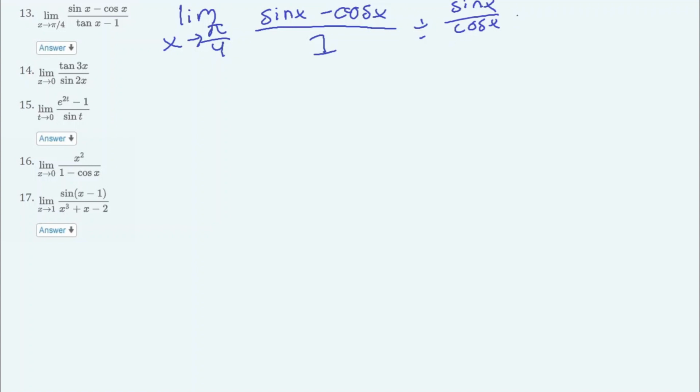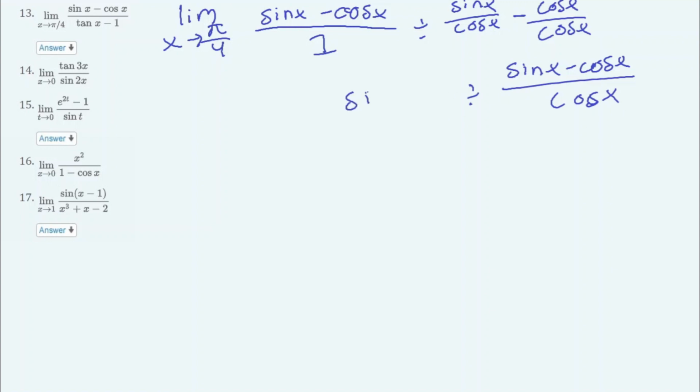And that's going to be minus 1, which we could rewrite 1 as cosine of x over cosine of x. Essentially this would be sine of x minus cosine of x over cosine of x, divided by sine of x minus cosine of x divided by 1. And now all we need to do is cross multiply, because when you divide two fractions, you could cross multiply them. We cross multiply them, we're going to have sine of x minus cosine of x multiplied by cosine of x.